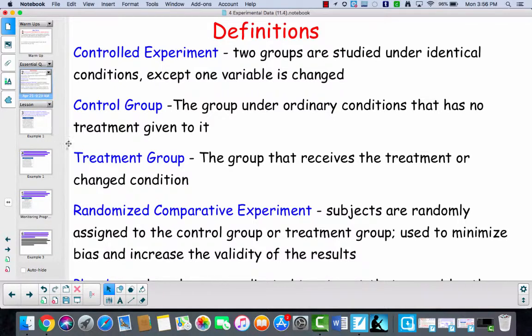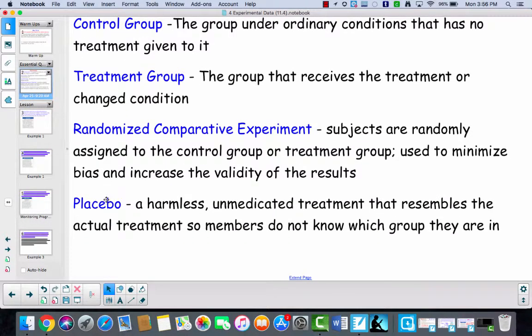A randomized comparative experiment is where subjects are randomly assigned to the control group or the treatment group, and it's used to minimize bias and increase the validity of the results. When we randomly compare things, then we have the best experiment possible. And a placebo is what's usually given to the control group so they don't realize they're not taking the treatment. It's a harmless, unmedicated treatment that resembles the actual treatment, so you do not know which group you're in. Sometimes mental thinking can influence how you think your experiment's going to turn out.